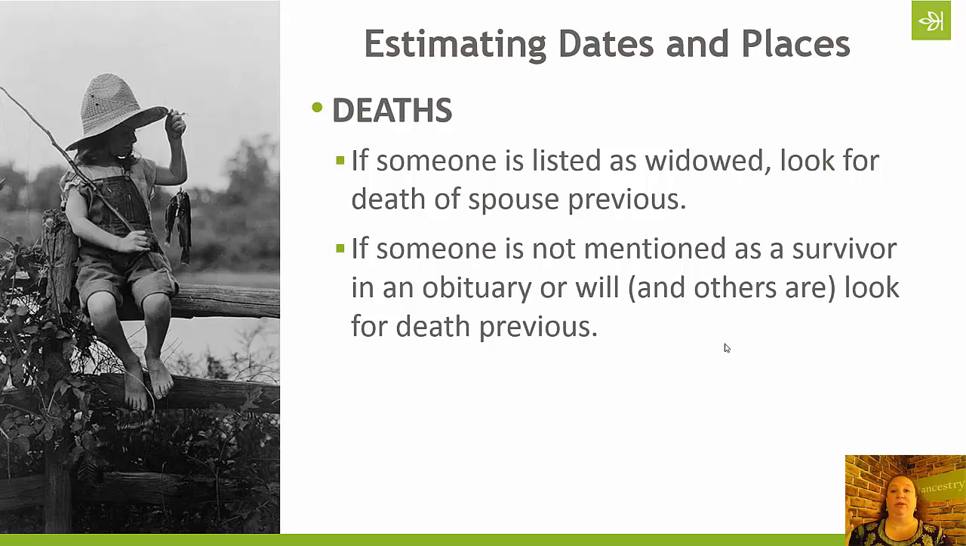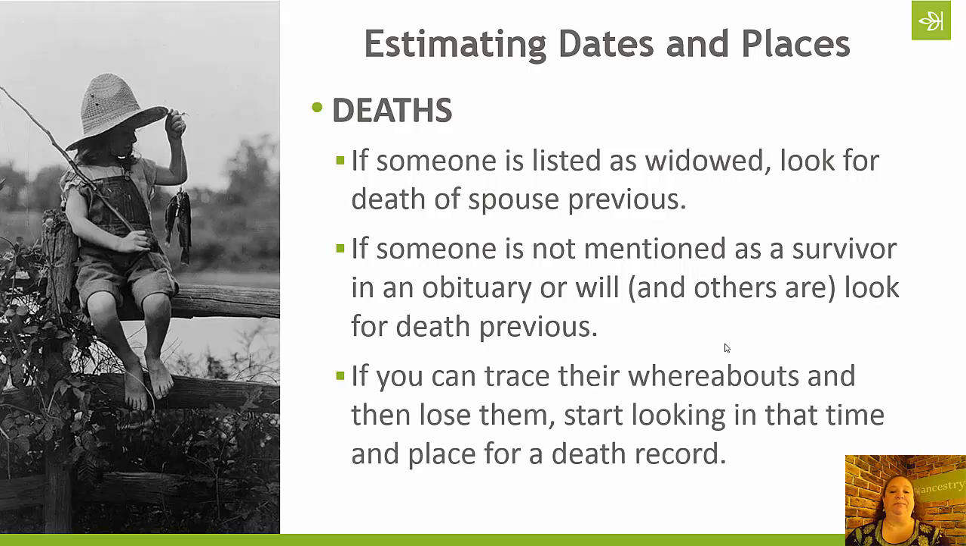But if 3 of his brothers and sisters are listed and one of them isn't listed as a survivor, that's a clue that that one sibling likely died before this particular individual. So it's just a way to start looking out for information. Just because someone is not listed as a survivor doesn't mean they died before. But if all the other family members are listed and 1 or 2 are glaringly missing, that is a clue that they likely may have died before that individual. So you can start to estimate time and place based on that information.